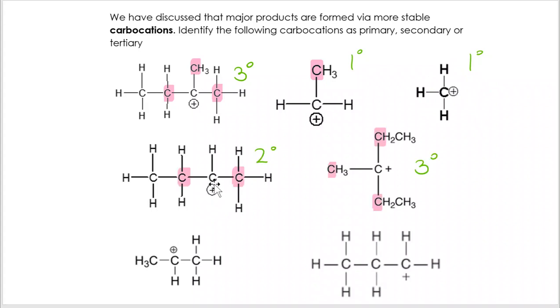For the next 2, the carbon that's positive has 2 alkyl groups connected, so it's secondary, and the carbon that's positive here has 3, which makes it tertiary. And the final 2 examples, this one is secondary, you can see the highlighting, and this one is primary, there is 1 alkyl group connected.